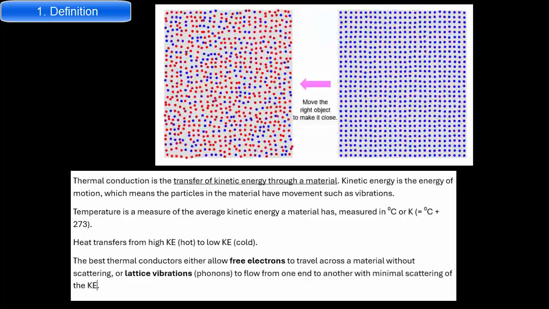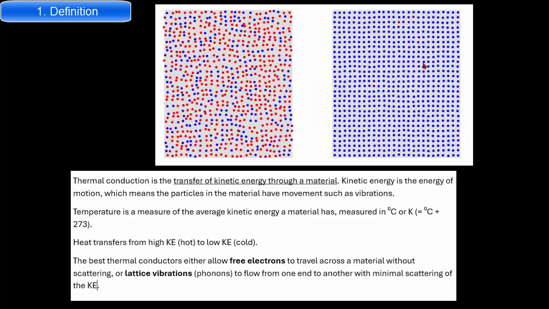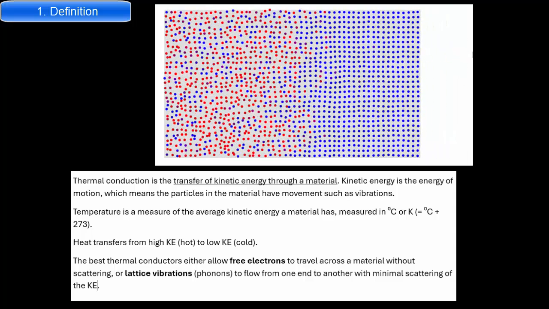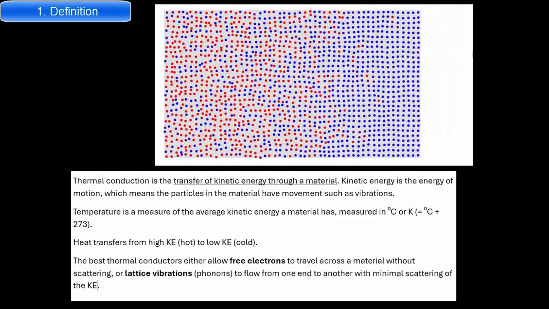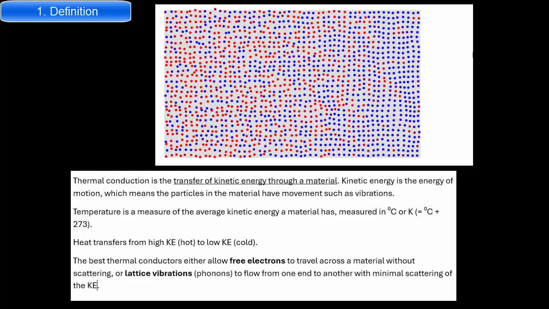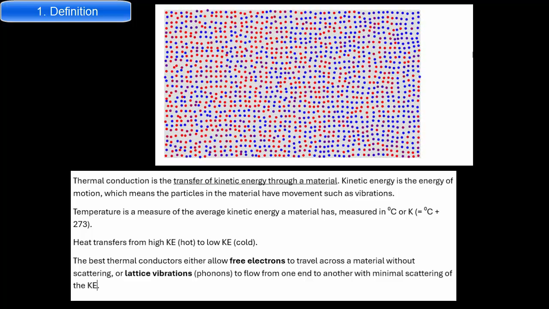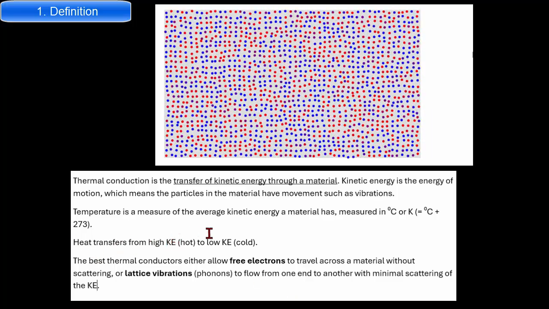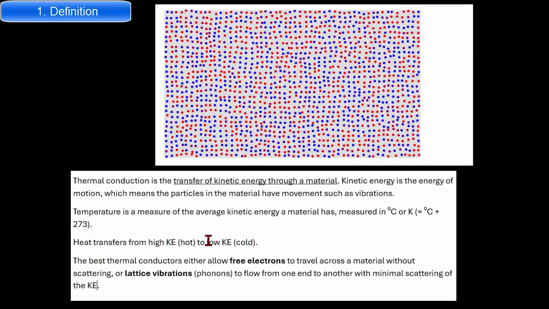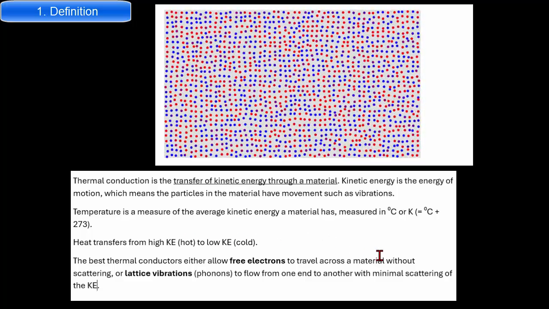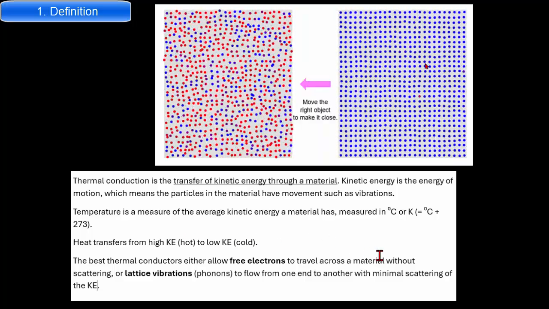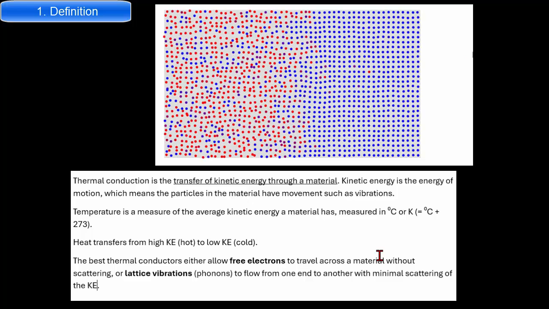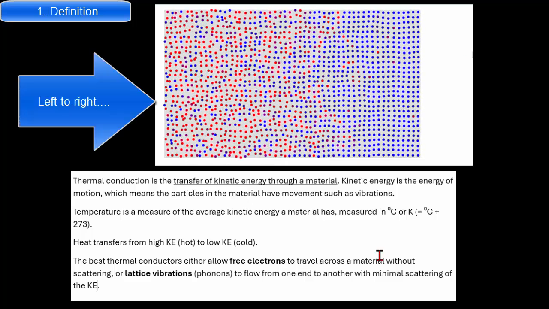Kinetic energy is the energy of motion, which means the particles in the material have movement, such as vibration. So you can see in this simulation here, I'll just put that on repeat. The particles, if you drop down to here, the heat transfers from high kinetic energy to low kinetic energy. So the particles have a lot of kinetic energy and they're moving and hitting each other, and then they're slowly hitting the next ones, going from right to left.